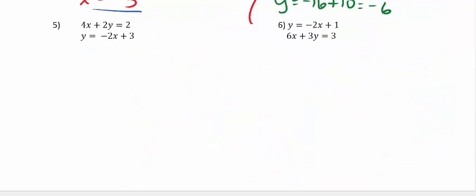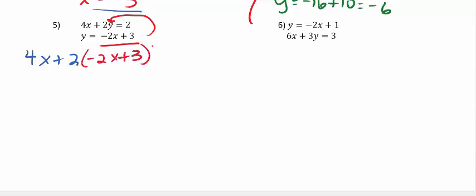In number 5, our variable that's all alone is in the second equation. We have y equals -2x plus 3. So we're going to substitute that in place of y in the second equation. And we can rewrite this as 4x plus 2, and in place of y, we're going to substitute -2x plus 3. And that's all going to equal 2.